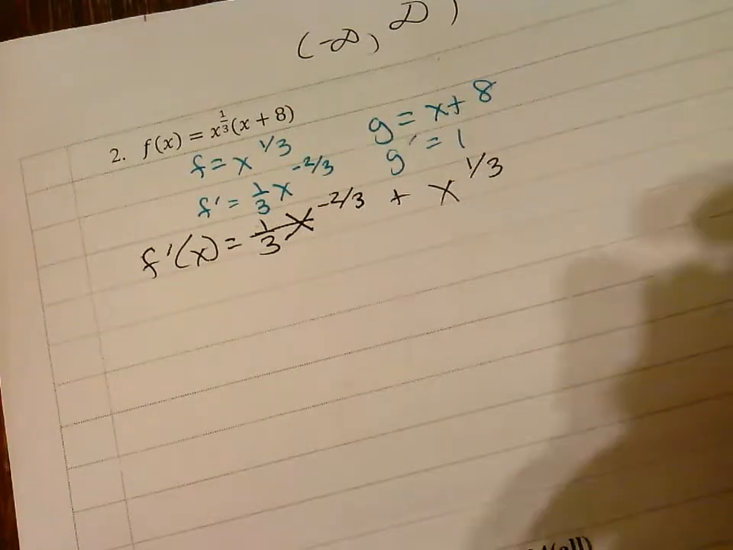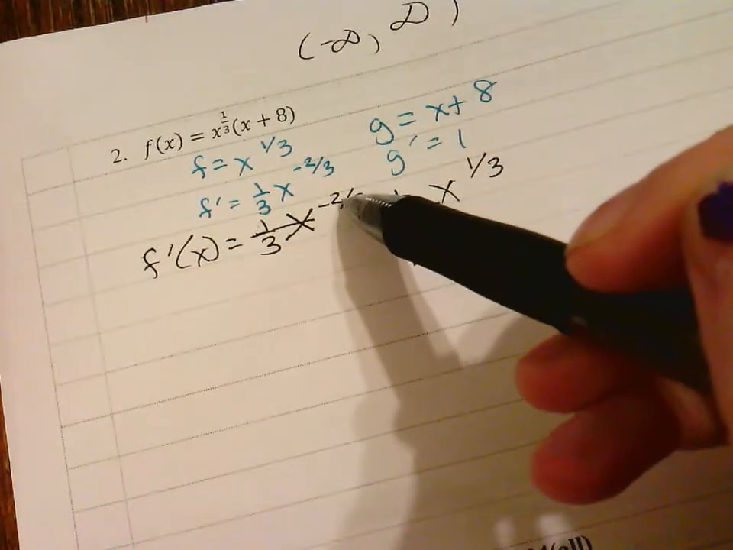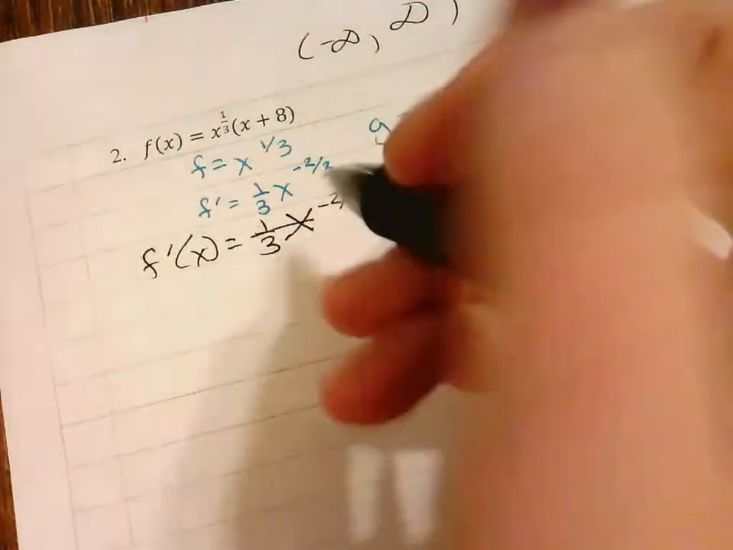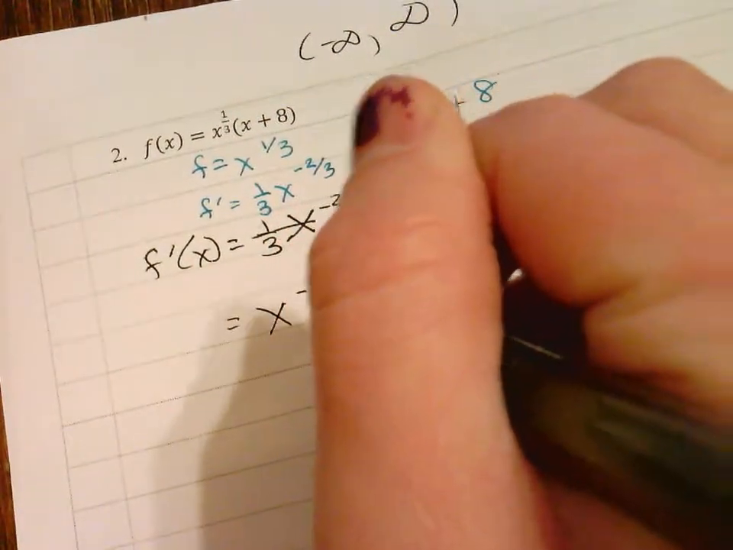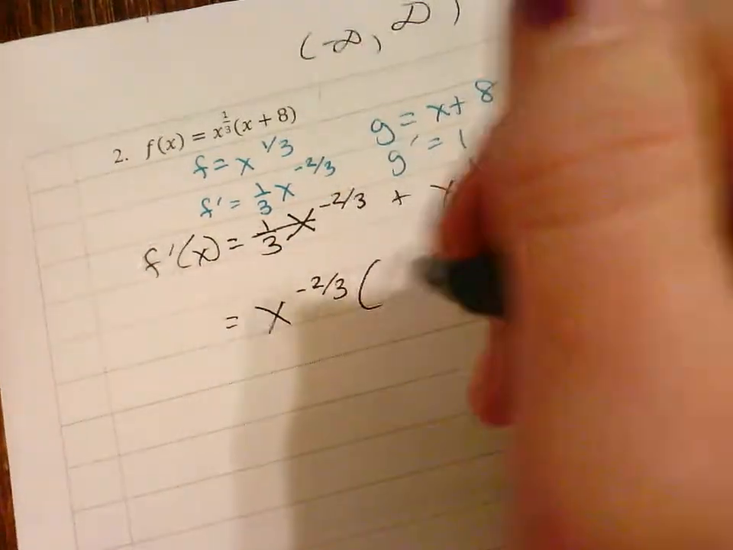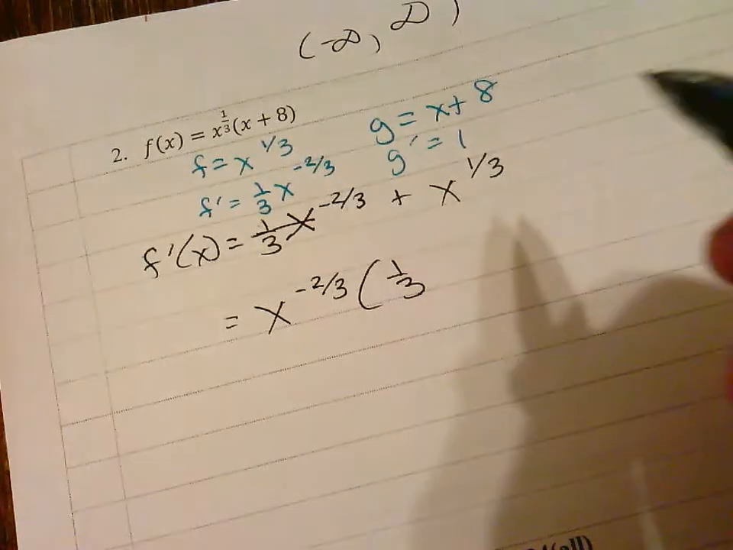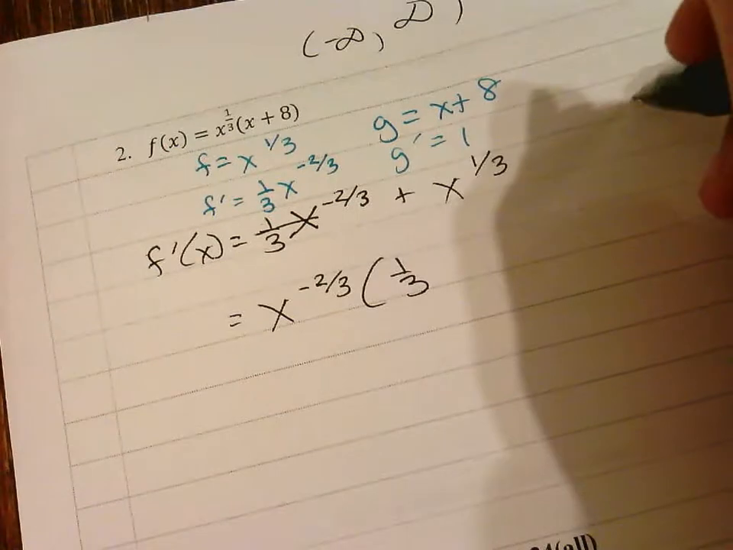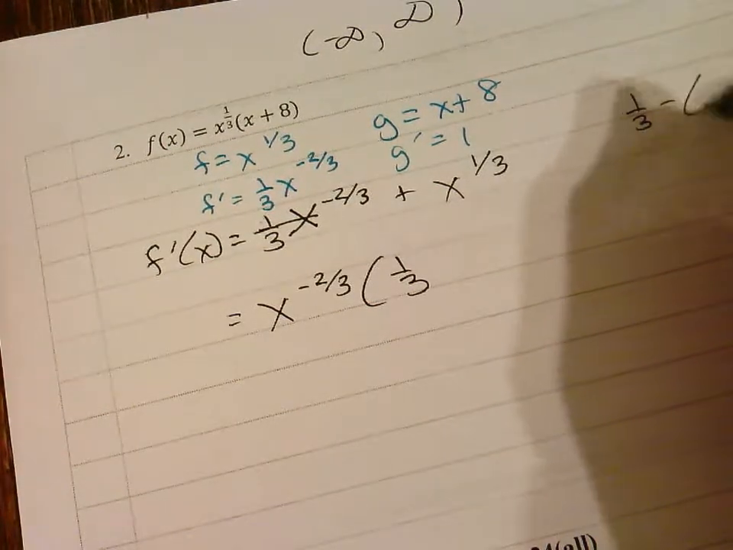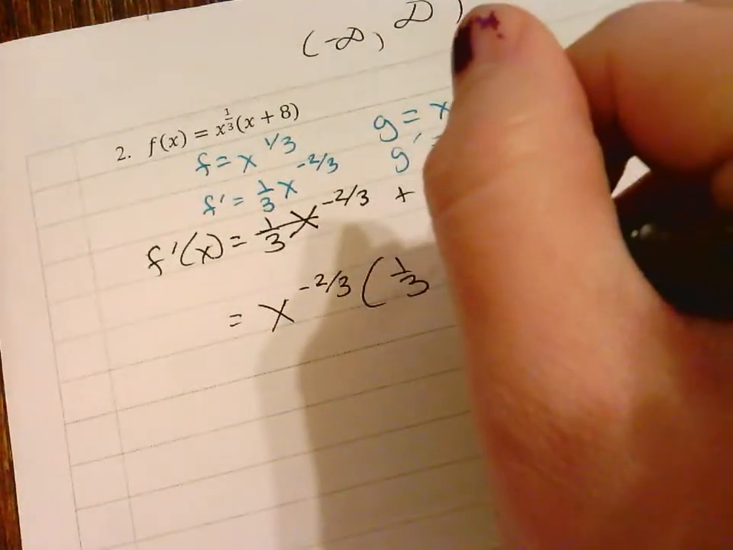Okay, not done yet. You have a common factor here. So for common factors, you go for the one with the smallest exponent, which is going to be that. So you're going to have x to the negative 2/3. So that cancels out, and you're just left with 1/3. X to the 1/3 minus x to the negative 2/3 is going to be 1/3 minus a negative 2/3, which is going to be 1 plus 2, which is 3/3. So that's just x.